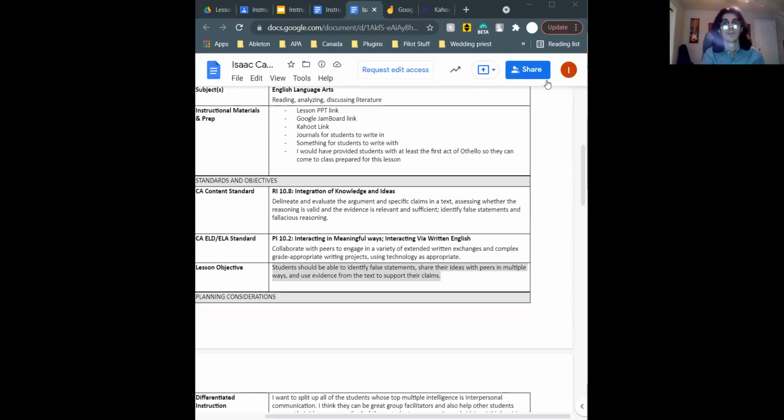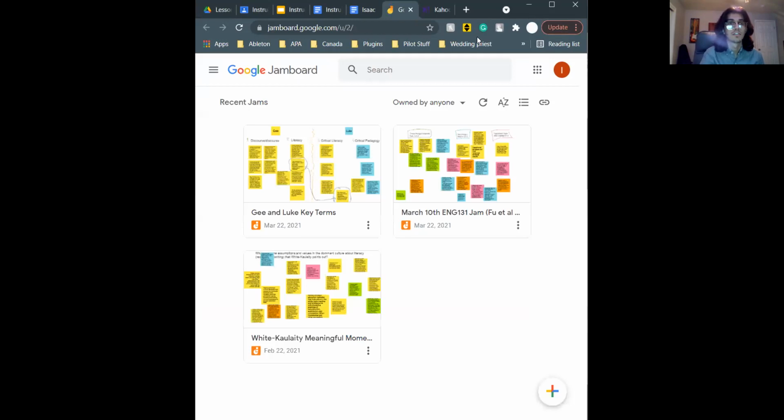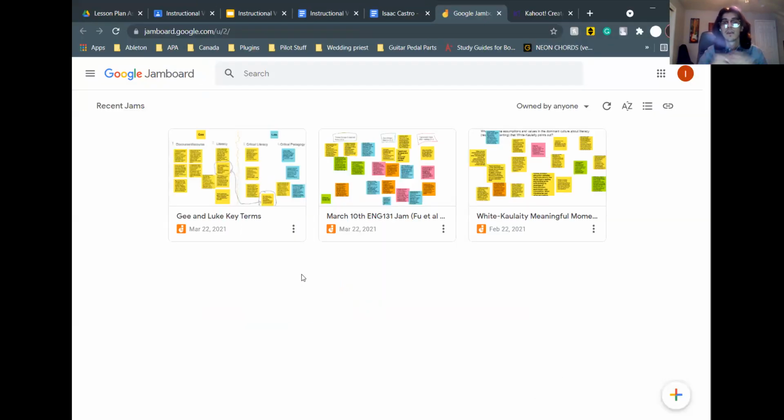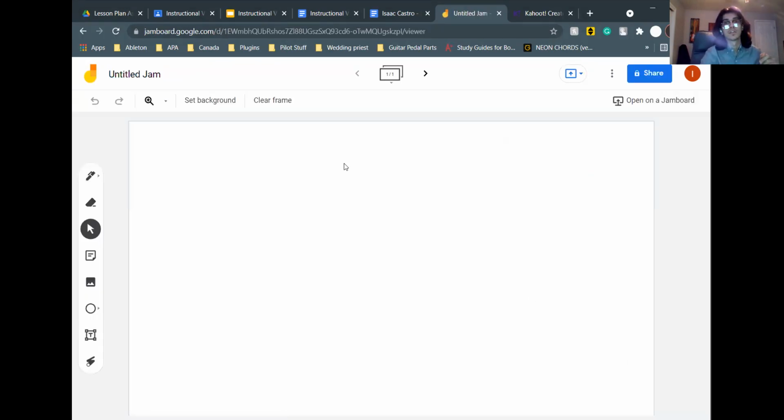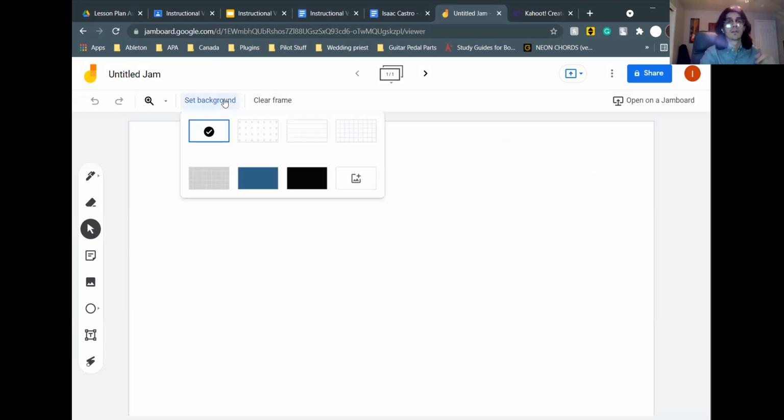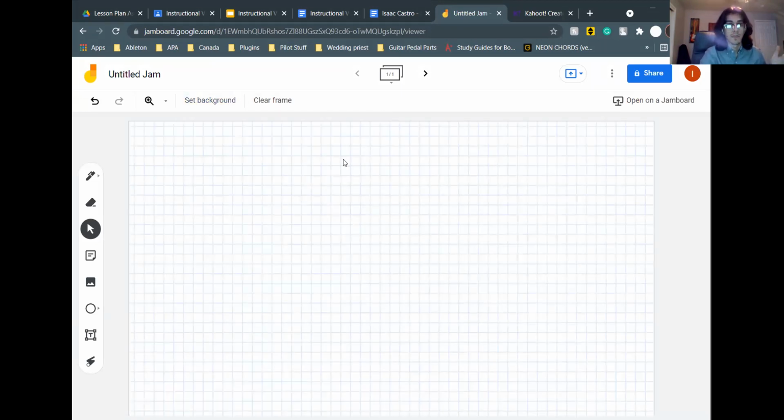Okay, so this is Jamboard. Jamboard is a big whiteboard where you just throw a bunch of sticky notes on it. I like it because you can get students' ideas out quick and it's not super hard to use. So set a background, we'll just do that, right? And then we can just draw a line in the middle.